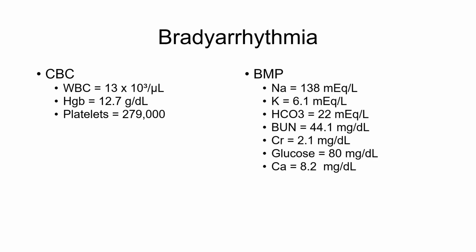We have a basic metabolic panel that shows a hyperkalemia. Their BUN to creatinine ratio is high. Their creatinine is 2.1. They had CKD stage 3. We'll say their baseline creatinine's 1.8. So this means the patient has an acute kidney injury. The glucose is a little bit on the low side at 80, still within the normal range, calcium 8.2.